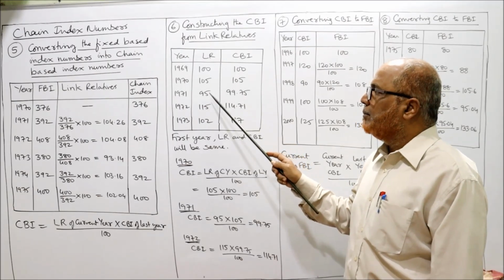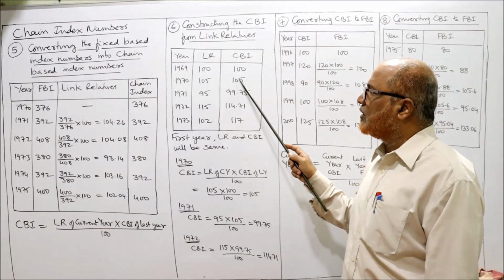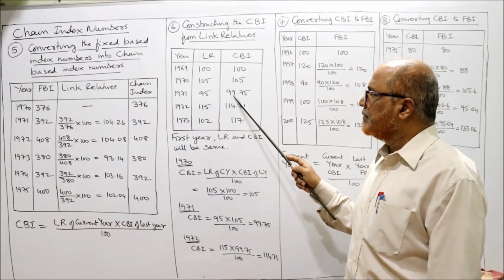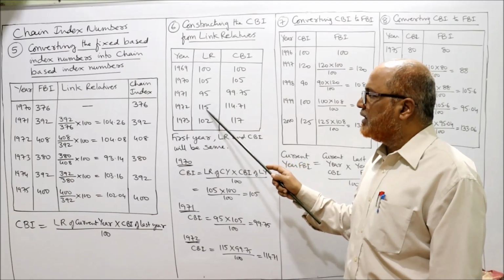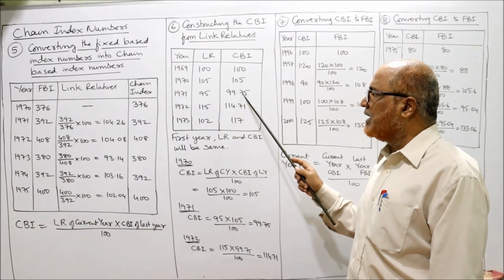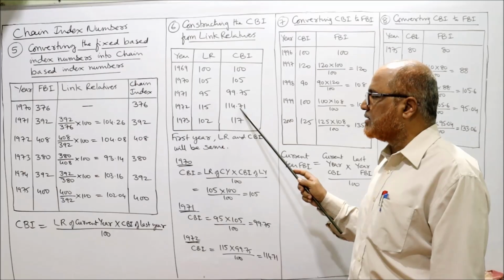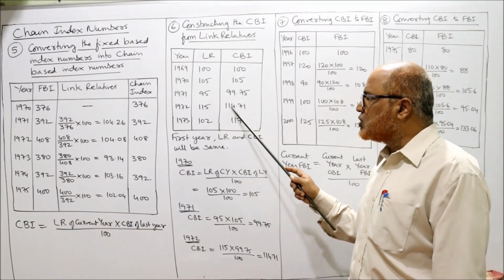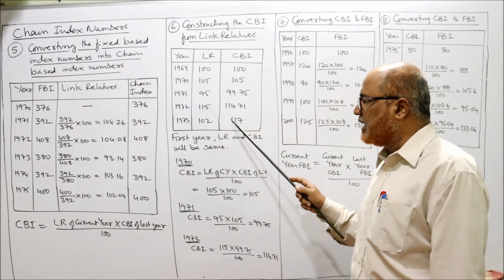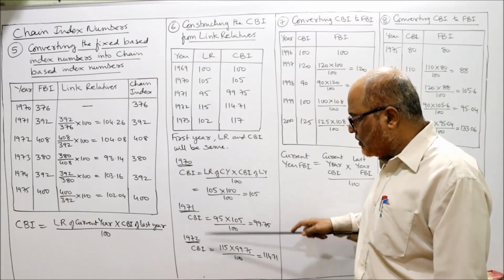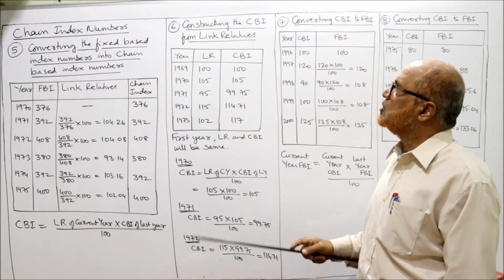You'll get 105. Then 95 into 105 divided by 100, 99.75. 115 into 99.75 divided by 100, 114.71. 102 into 114.71 divided by 100, 117. Here I have shown you the calculations. This is the sixth problem.